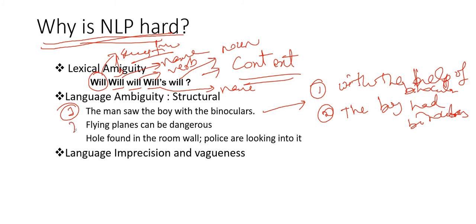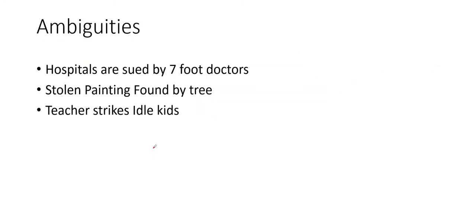Then comes number 2, "Flying planes can be dangerous." So it can also be ambiguous. That means the meaning is not certain. For example, it can mean that the planes are dangerous, or it can mean that flying the planes, the act itself, is dangerous. Similarly, you can have a different meaning for a sentence. So there may be structural ambiguity present in a sentence, which makes it hard.